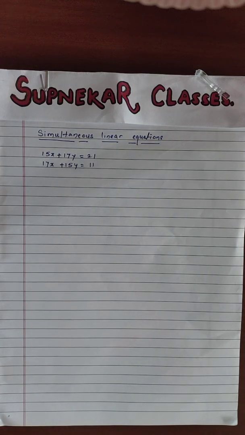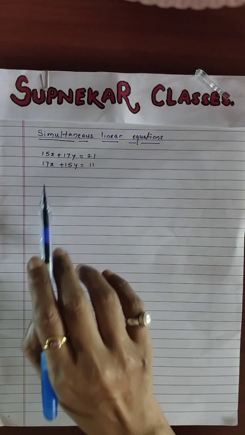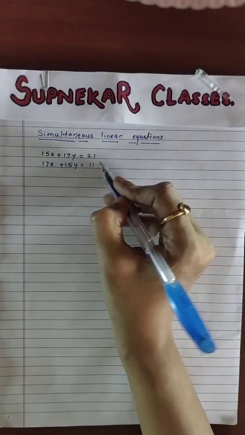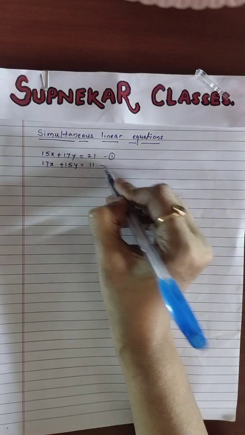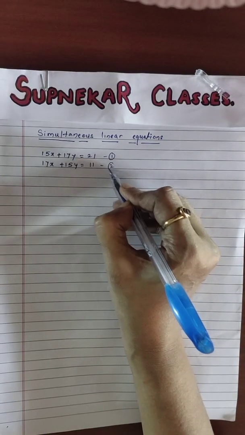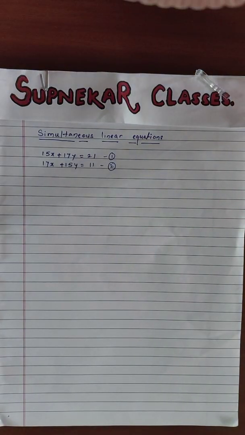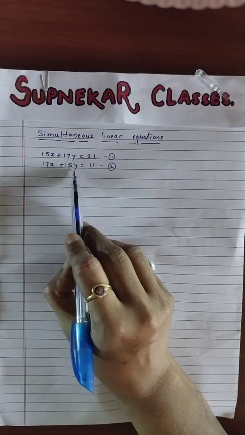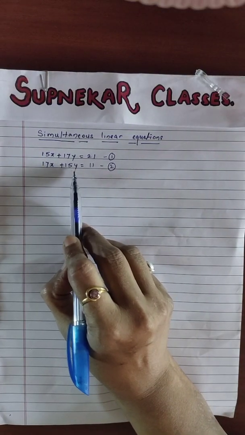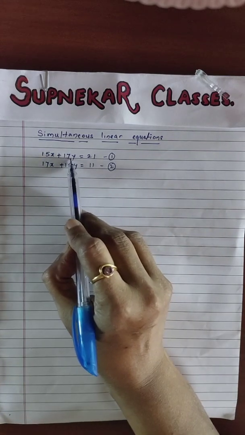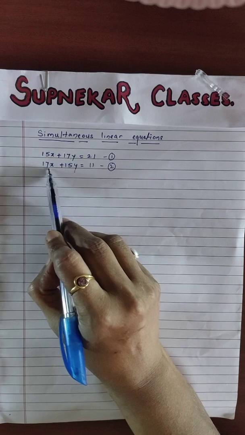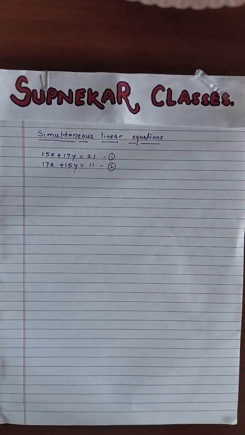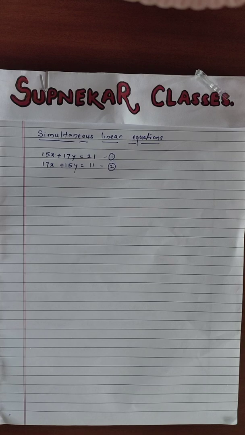Now if the equations are given in this form, 15x plus 17y is equal to 21 is your first equation, and 17x plus 15y is equal to 11 is your second equation. If you see both these equations properly, you will know that the coefficient of x in the first equation is exactly the same as the coefficient of y in the other equation. Similarly, the coefficient of y in the first equation is the same as the coefficient of x in the second equation. Crossly, both the coefficients are the same.